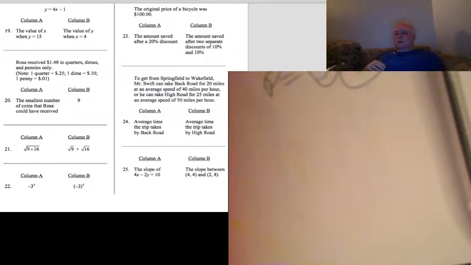All right, so this really comes down to column A is talking about 20%, and column B is talking about 10%, and then 10%. So the question is, are those both the same? Do we add the 10 and 10 and get 20, or do we do something different?